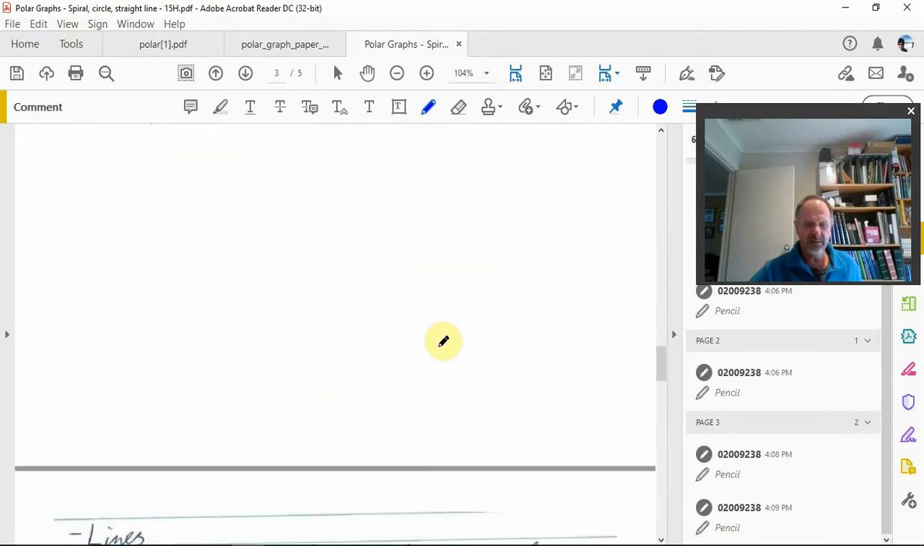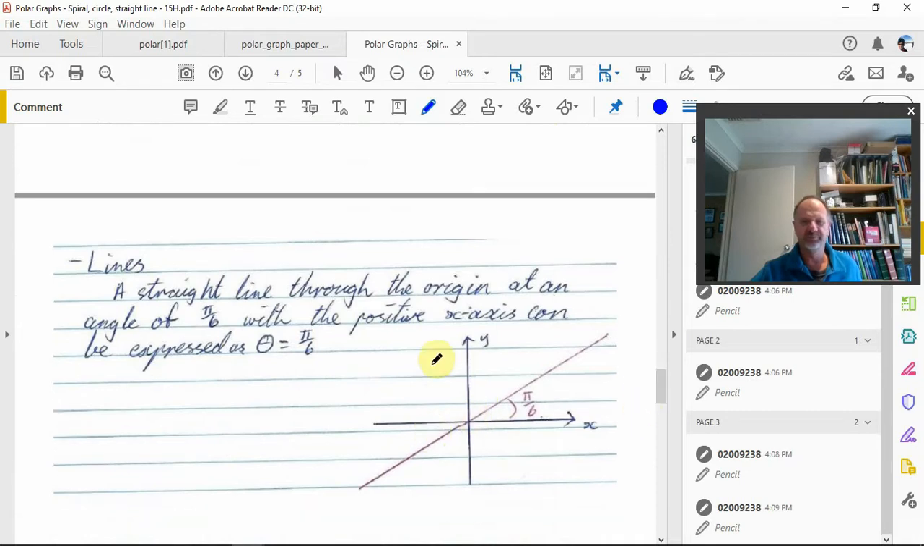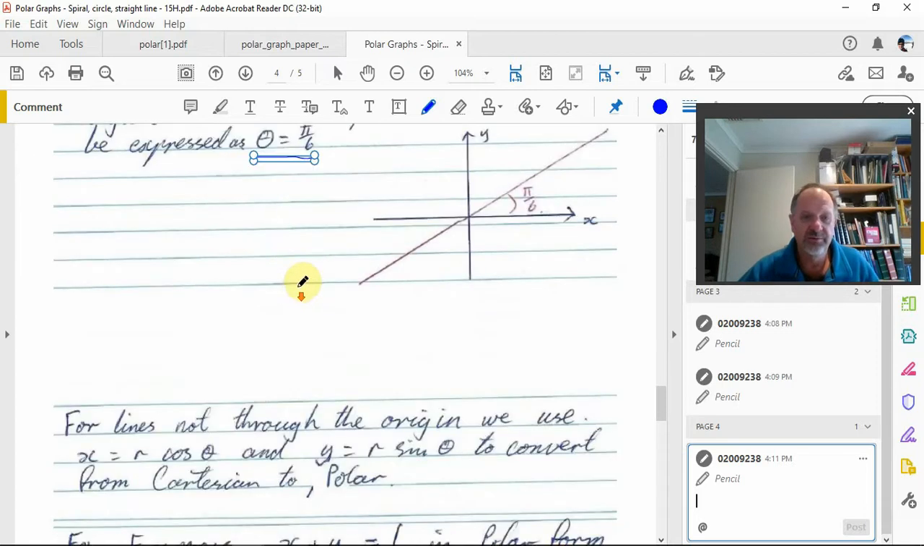All right, so next, lines. Again, lines that go through the origin, through the pole there, are pretty simple. This straight line here makes an angle of pi on 6, and so it can simply be expressed that theta is pi on 6. The radius doesn't matter. It could be anything as long as the angle that it's on is pi on 6. That's all that matters.